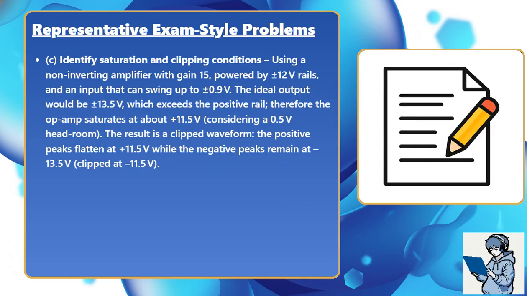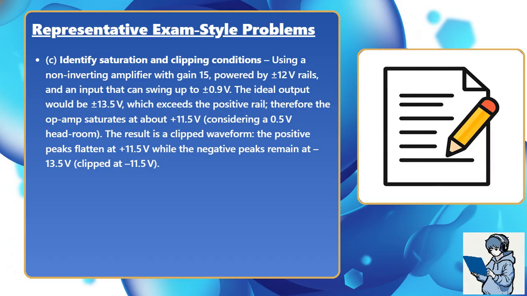C. Identify saturation and clipping conditions. Using a non-inverting amplifier with gain 15, powered by plus or minus 12 volt rails, and an input that can swing up to plus or minus 0.9 volts, the ideal output would be plus or minus 13.5 volts, which exceeds the rails. Therefore, the op-amp saturates at about plus 11.5 volts considering a 0.5 volt headroom. The result is a clipped waveform.